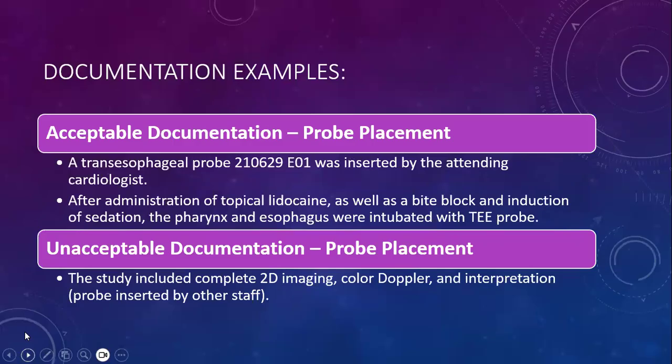Okay, again, some acceptable versus unacceptable options for probe placement. Acceptable: a transesophageal probe, 210629E01. That is the type of probe that they used. This is a great example because typically providers don't give you this detail, but it would be nice to see this. This would be best practice. Was inserted by the attending cardiologist. Again, they can say the doctor's name if they prefer, but as long as they're telling you who, cardiologist, anesthesiologist, whatever.